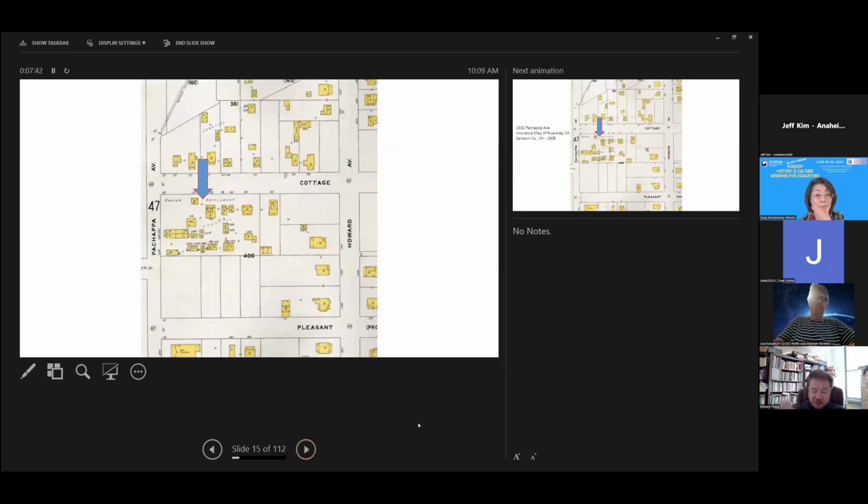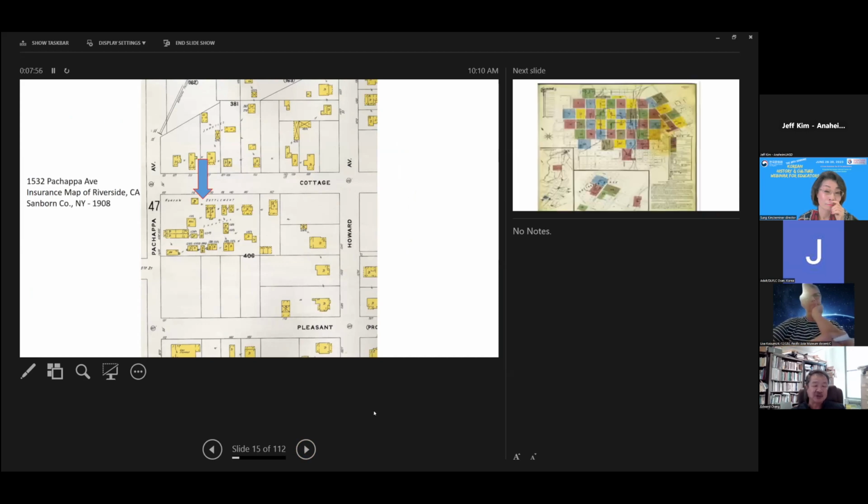The whole research project began around 2016 or early 2017, with this map. This map was produced by the Sanborn Insurance Company of New York in 1908.